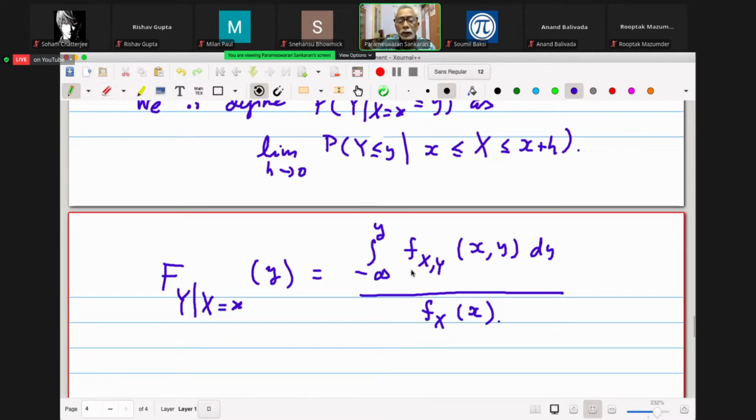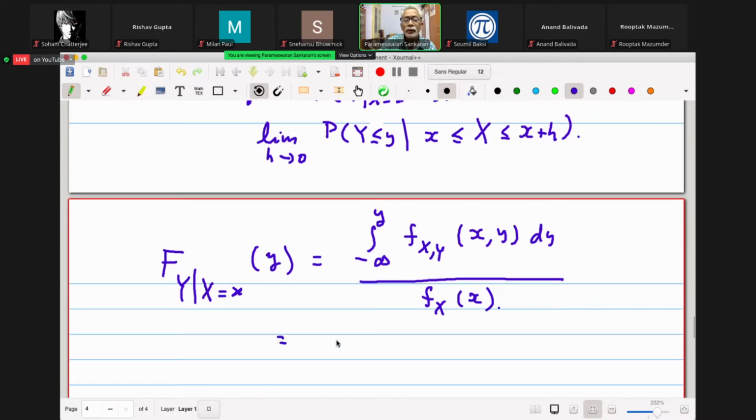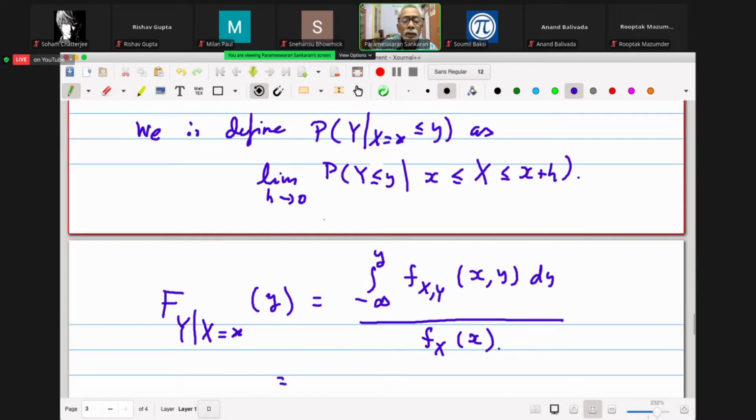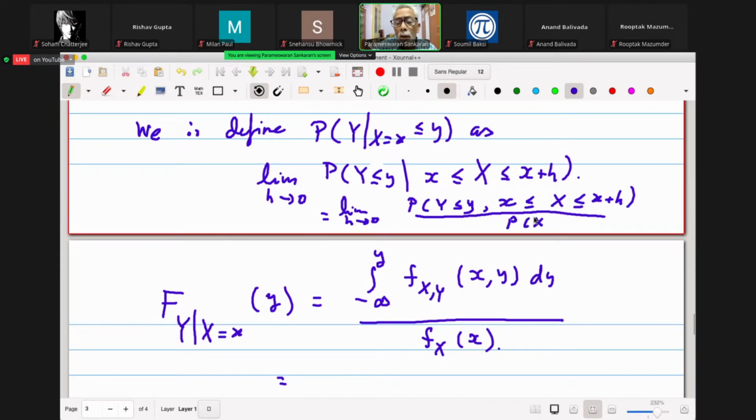Actually, I can push this inside the integral. It doesn't really matter because integration is with respect to y and x is like a constant. I have fixed my x. So how do you get this? After all, this is the same thing as the limit as h goes to 0 of the probability that Y is less than or equal to y and x is less than or equal to X less than or equal to x plus h, divided by the probability that x is less than or equal to X less than or equal to x plus h. That is how it leads to this in the limit.